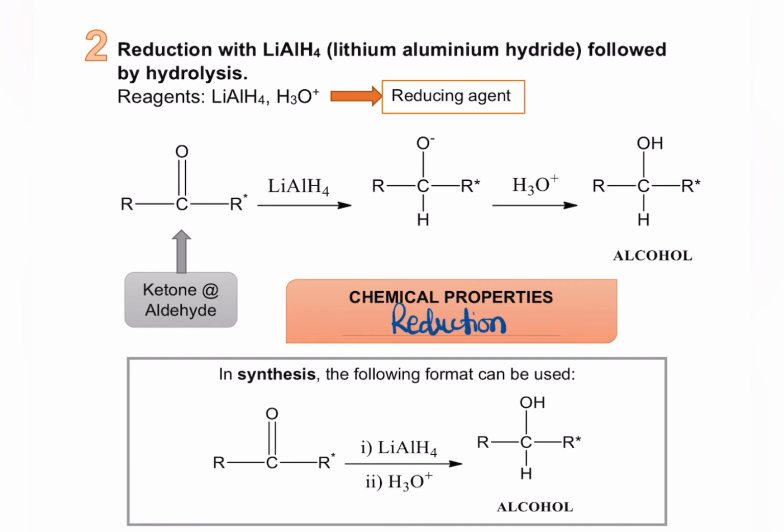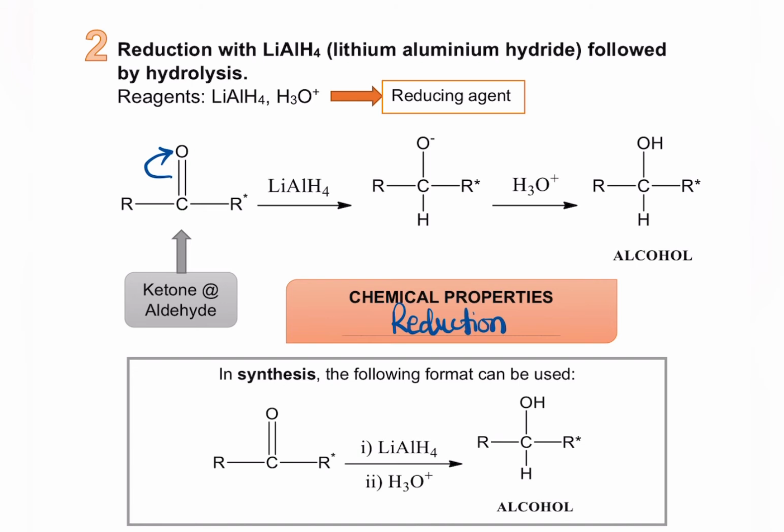So the first step is you react your ketone or aldehyde with LiAlH4, and you will form a tetrahedral intermediate, which I taught you before in the previous video, where you will form O minus here and H here coming from LiAlH4. This O minus comes from pi electrons that move towards oxygen, which is more electronegative.